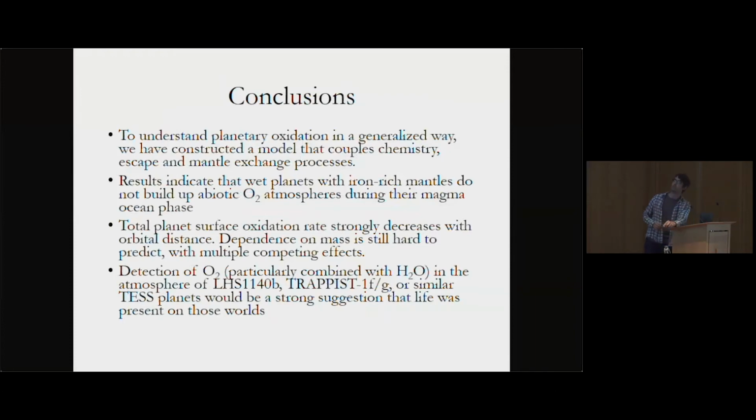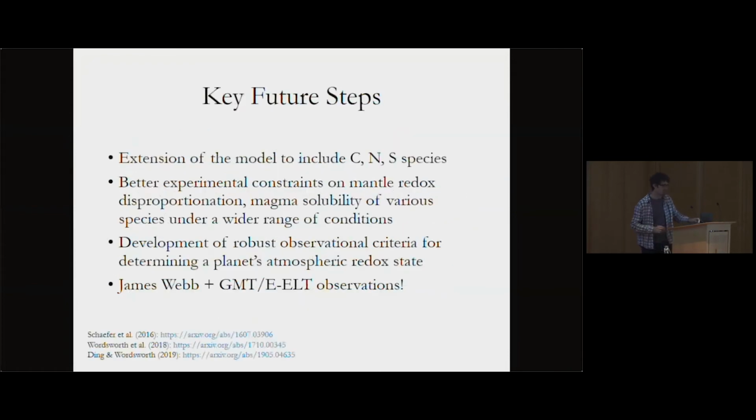So we've constructed a model to understand planetary oxidation. Results indicate that wet planets with iron-rich mantles do not build up abiotic O2 in their magma ocean phase. There's a strong dependence of the results on orbital distance. There may be dependence on planet mass, but there's multiple competing effects, and so we haven't really been able to tease that out yet. And I would argue the detection of O2, just given what we know now from this modeling, in the atmospheres of planets like TRAPPIST-1f or LHS 1140b, would be a strong suggestion that life could be present on those worlds. So I'll leave future steps up and take any questions.